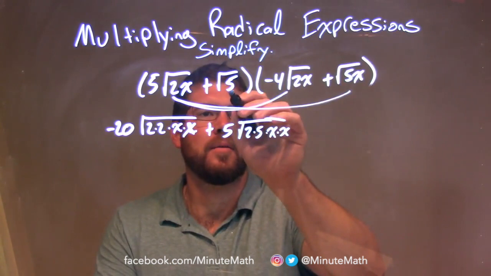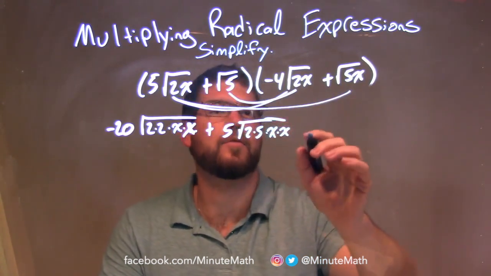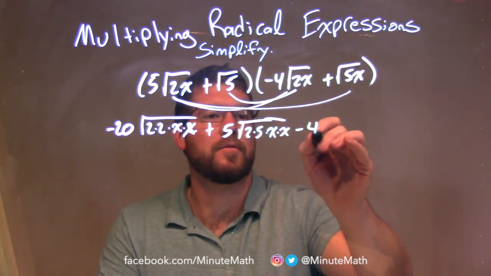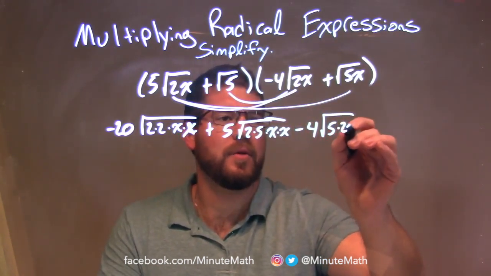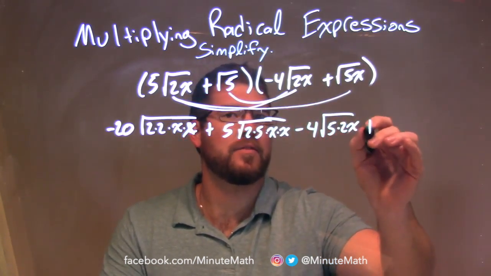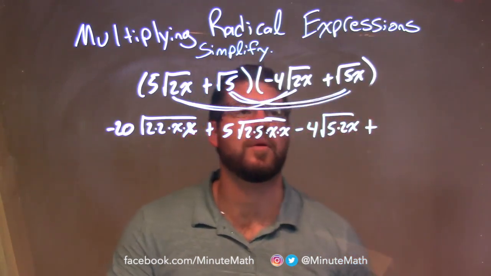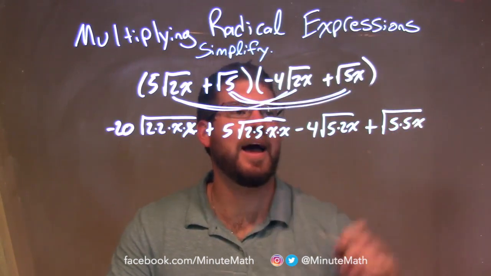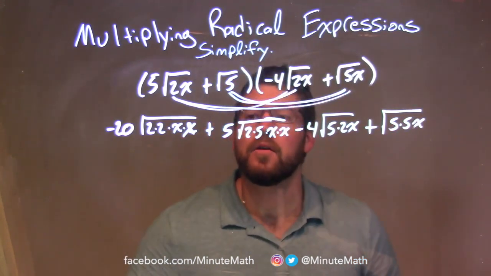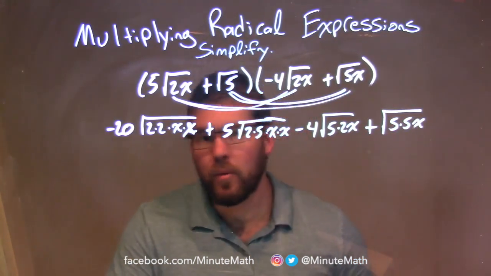Okay. Now, next part here, square root of 5 times a minus 4 square root of 2x is a minus 4 square root into one big square root here of 5 times 2x. Okay. Then lastly here, square root of 5 times the square root of 5x combines to be one big square root, 5 times x. Okay. So now let's go simplify each one of these and see what we can do here.